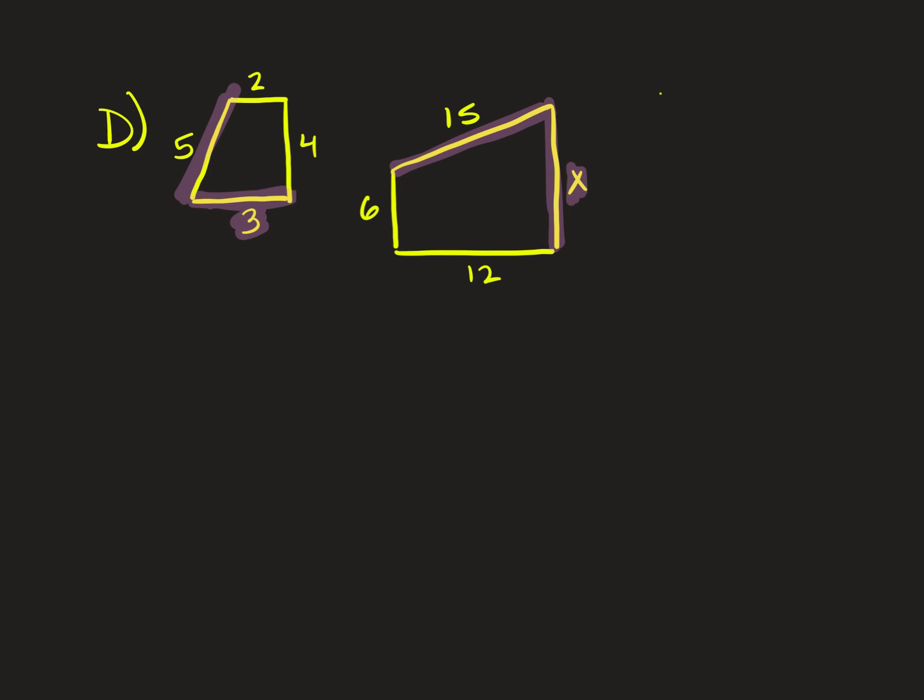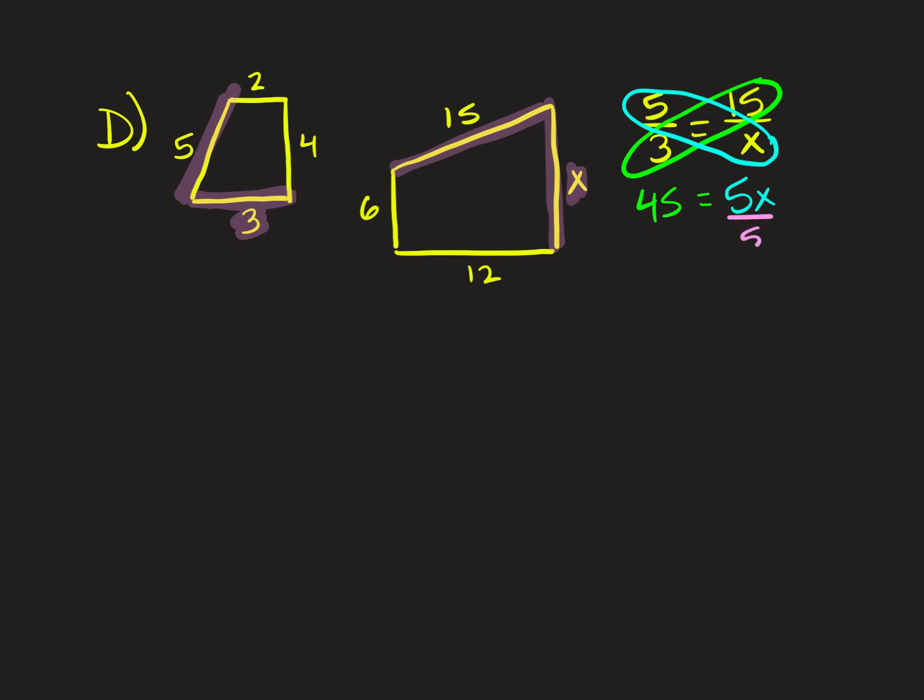Let's say 5 over 3 corresponds to the slanted side 15 over x. So now 3 times 15 is 45. 5 times x is 5x. Divide both sides by 5. And we get 9 is x.